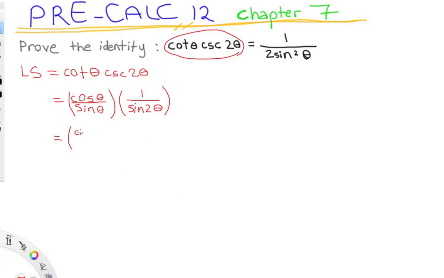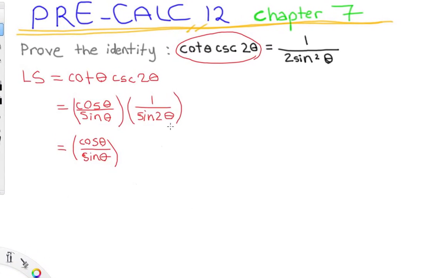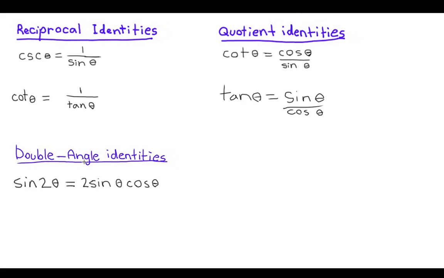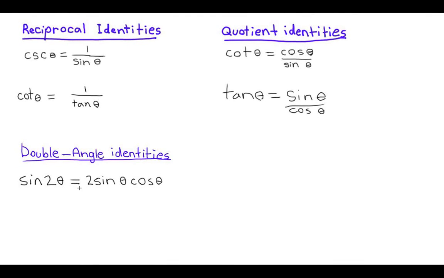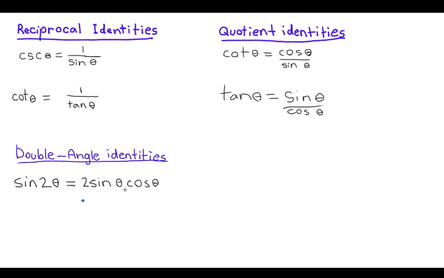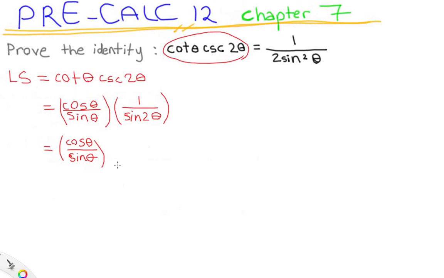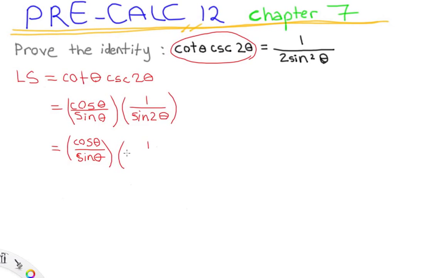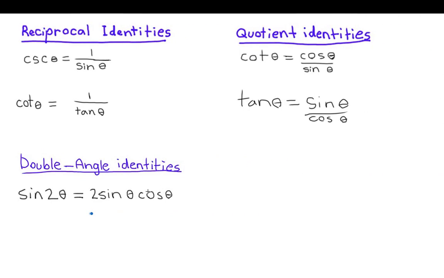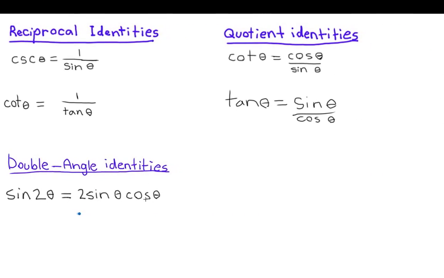If you're feeling stuck, just look at your identities and try to find one that works for you. I'm looking at sine 2 theta, and there's actually a double angle identity for this. Sine 2 theta is equal to 2 sine theta times cos theta. So we can write that: 1 over 2 sine theta cos theta.